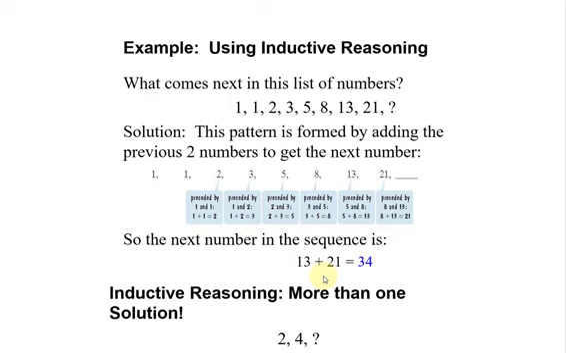So there are different ways of getting the next number. You can add, you can subtract, you can divide, multiply, or even add the previous two values.